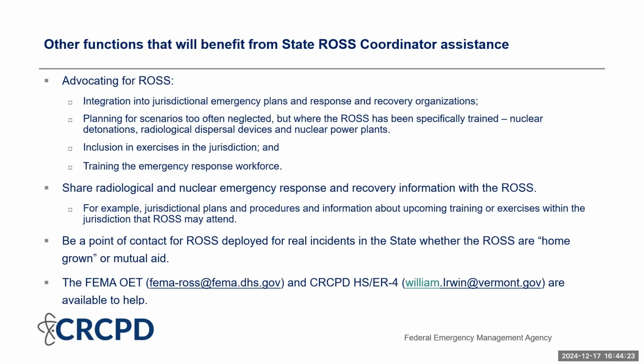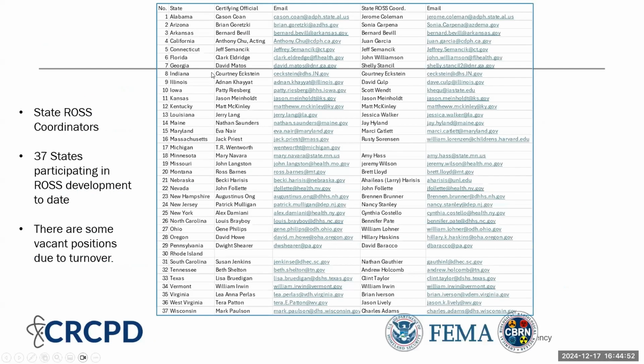They're a point of contact if there's any real incidents in the state, whether they're ROS who are homegrown or they've been brought in by mutual aid, either from jurisdictions within the state or using EMAC for outside of the state. And then to help FEMA OET and the CRCPD, Homeland Security, but we are there to help the state ROS coordinators too. So these are the 37 states that are participating right now.